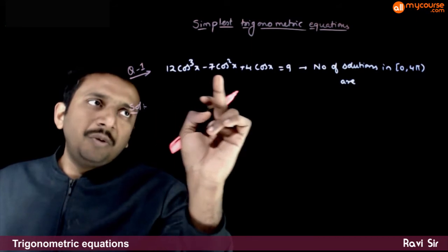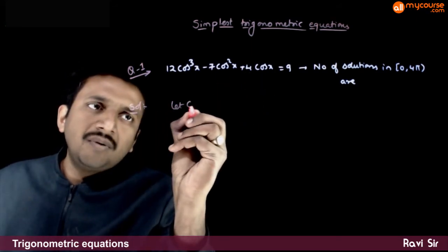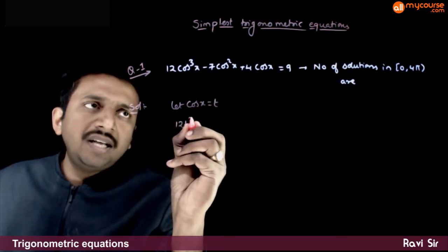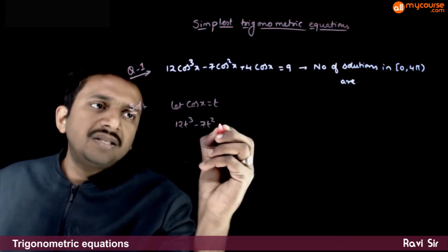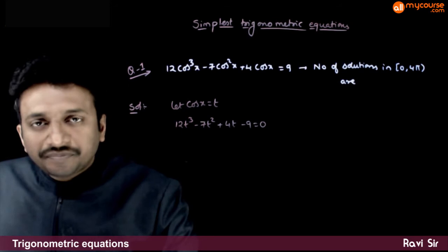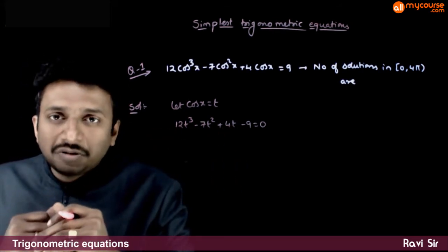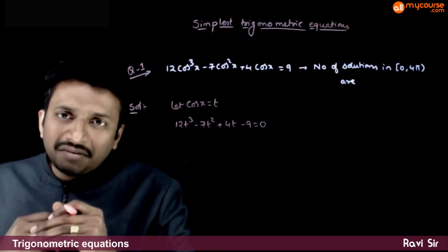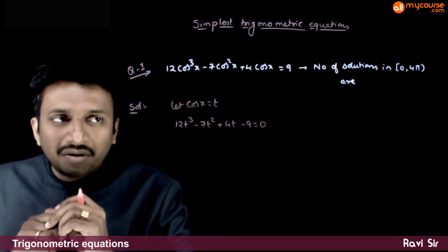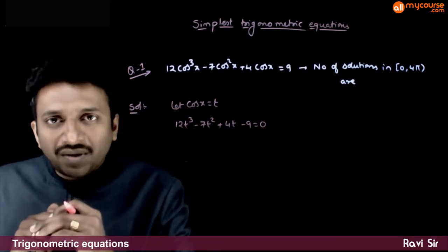So first, this is a cubic equation in cos x. That's what your observation is. So let cos x is equal to t. So if cos x is equal to t, you have 12t cube minus 7t square plus 4t minus 9 is equal to 0. So this is a cubic equation. There is no standard process to solve this. So we need to go for trial and error. So we substitute different values for t and see whether they satisfy the equation or not. So in this equation, clearly t is equal to 1 is satisfying this equation.